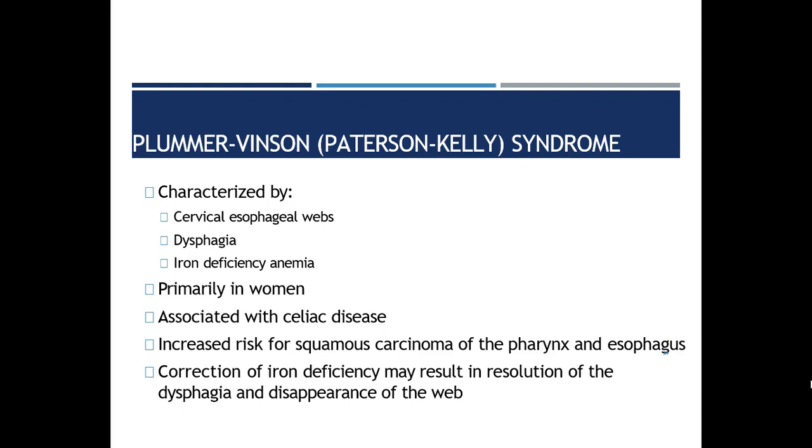So whenever a patient who's having iron deficiency anemia and also difficulty in swallowing, you must think about the cervical esophageal webs, and when you do the endoscopy or esophagogram, you can diagnose. It is primarily in women, associated with celiac disease, but what is important with Plummer-Vinson syndrome is that it is a pre-malignant condition. So you have to diagnose it, otherwise it will convert into squamous cell carcinoma.